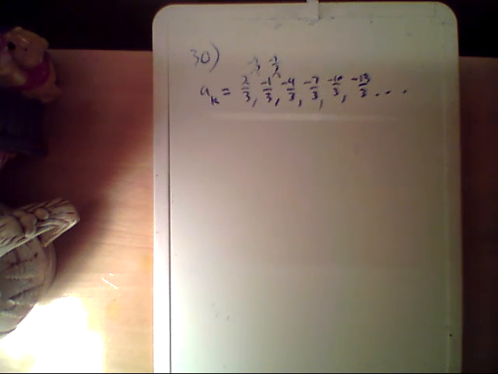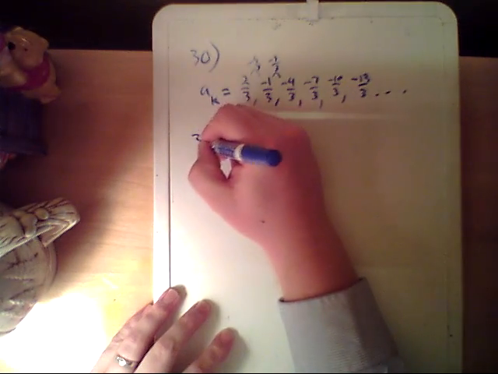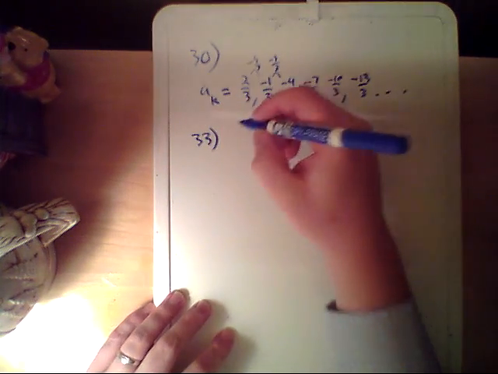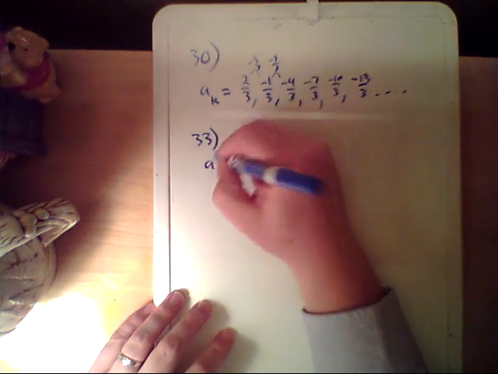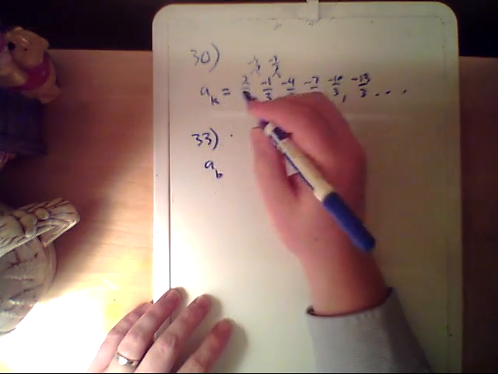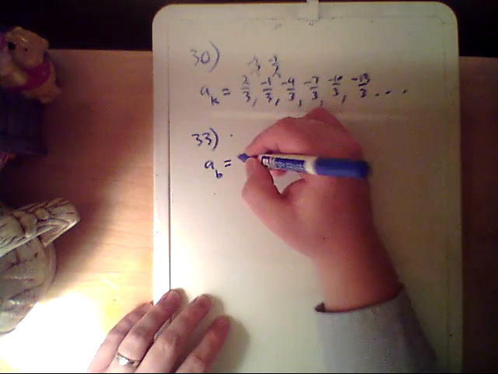Bear with me one second. Okay, determine whether each sequence is geometric. Looks like we've done a couple of these, but let's keep going. 33. Let's see, 21, 14, 7. So we'll call it a sub b equals 21, 14, 7.